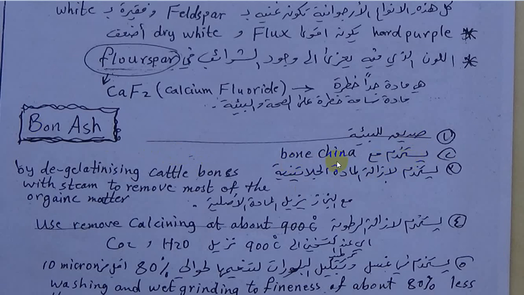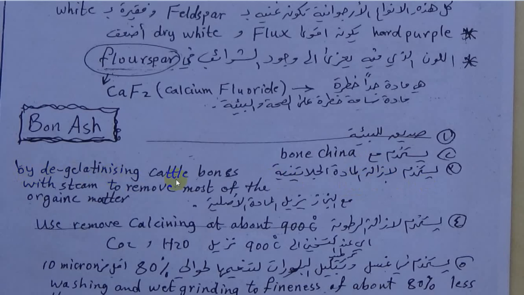So it will be used with the bone china, and it will be used for the gelatins. It will be used to fabricate the gelatins or gelations.